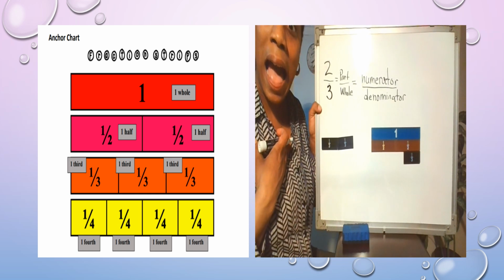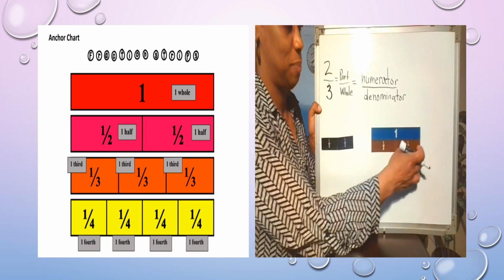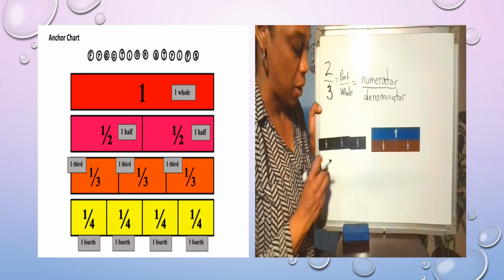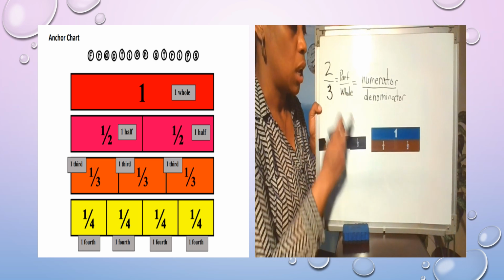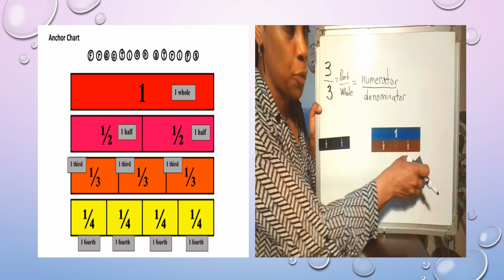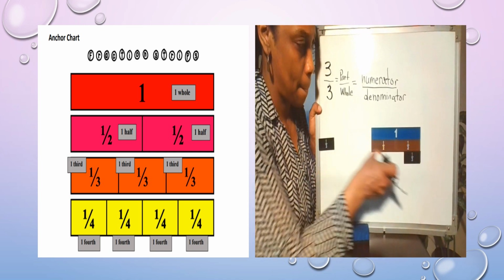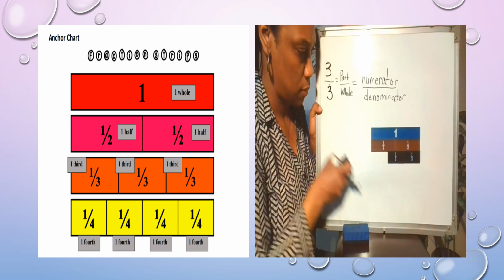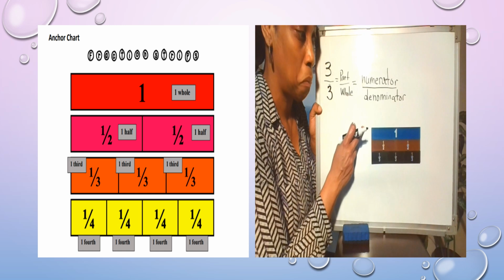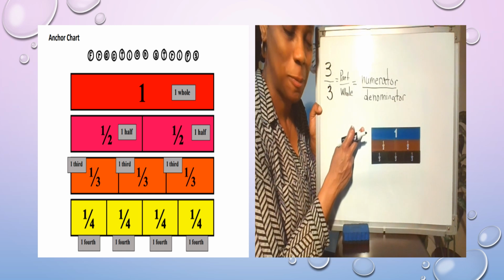Now, what if I also ate my piece? That would be read as 1, 2, 3. 3/3. Now let's see what 3/3 equals. 1, 2, 3. So 3/3 is the same thing as 1 whole chewy bar.